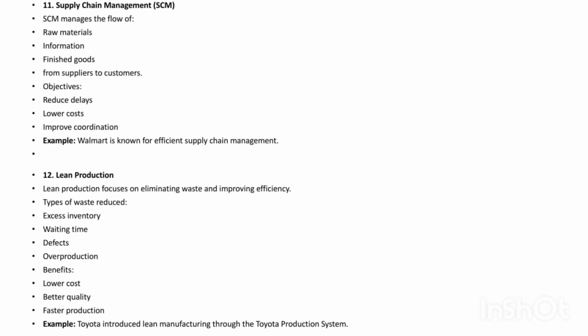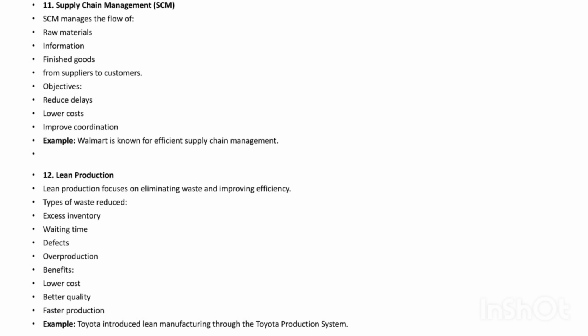The next one is supply chain management. SCM manages the flow of raw materials, information, and finished goods from suppliers to customers. The main objective is to reduce delays, lower the cost, and improve coordination. If the supplier is late, production stops. So supply chain management is operations management's nervous system.